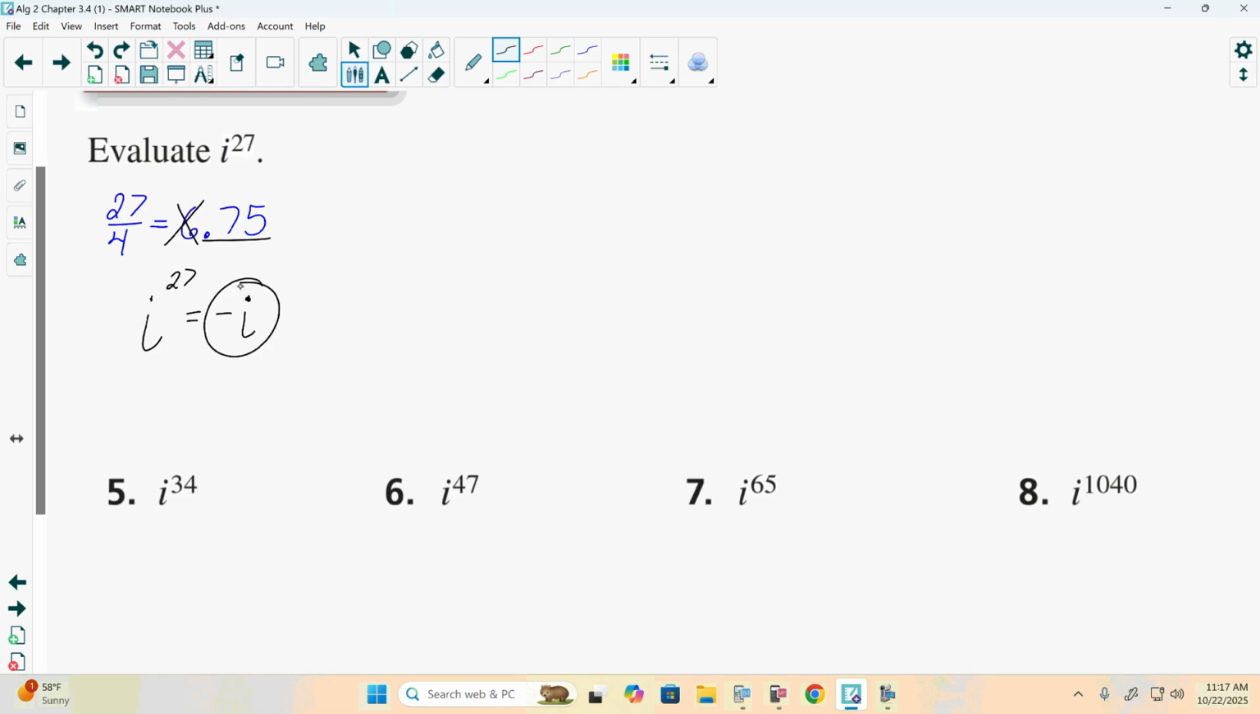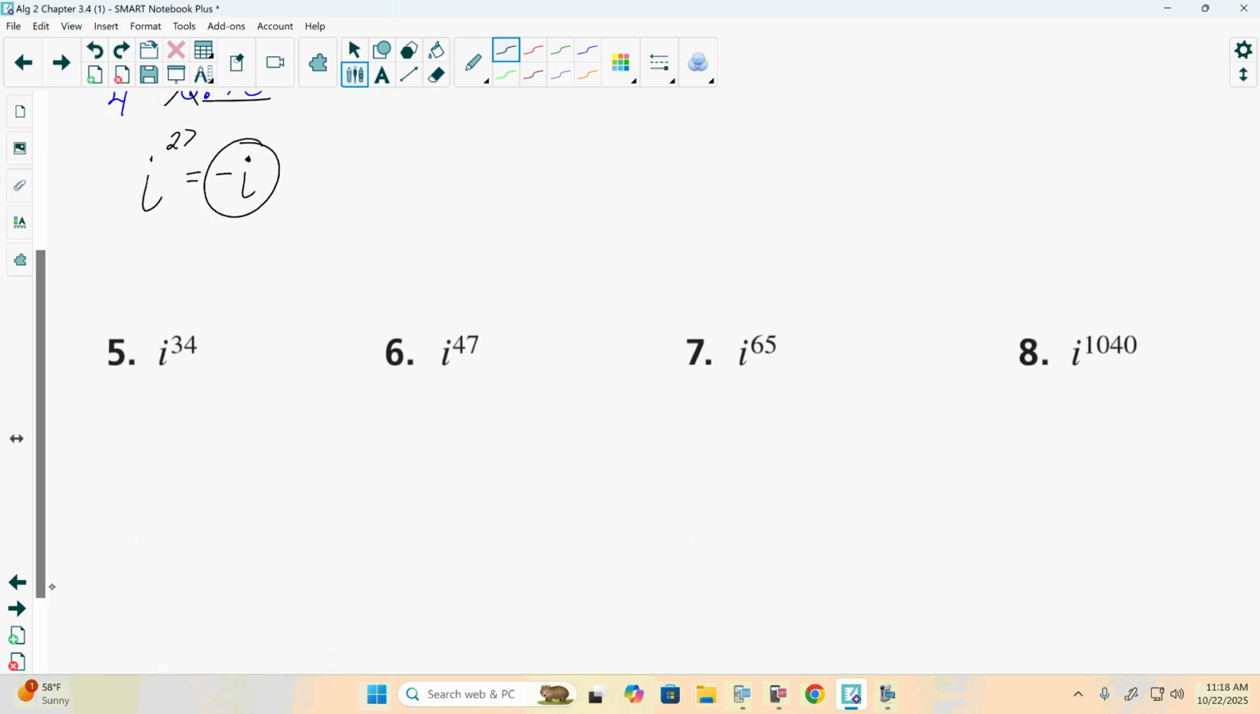The reason we're ignoring the 6, we're not focused on the 6, is because if you notice when we were doing the powers of i, we went through one cycle by the time we got to 5. So we went through one full cycle, and then a quarter of a cycle, so that's 1.25. Here it says we went through those 4 terms 6 times, and then 3/4 of the way around to get to negative i. So i to the 27th is negative i.